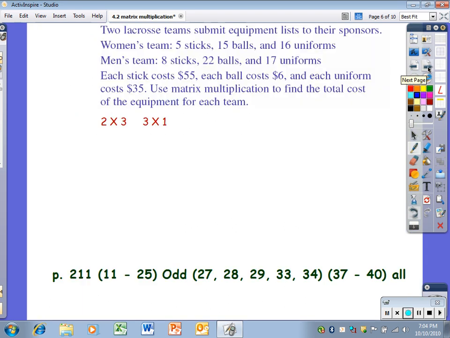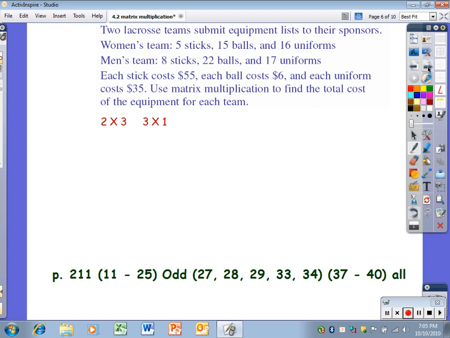And one last problem. 2 lacrosse teams submit equipment lists to their sponsors. The women's team needs 5 sticks, 15 lacrosse balls, and 16 uniforms. The men's team will need 8 sticks, 22 lacrosse balls, and 17 uniforms. Each stick costs $55, each ball costs $6, and each uniform costs $35. So let's use matrix multiplication to find the total cost of the equipment.